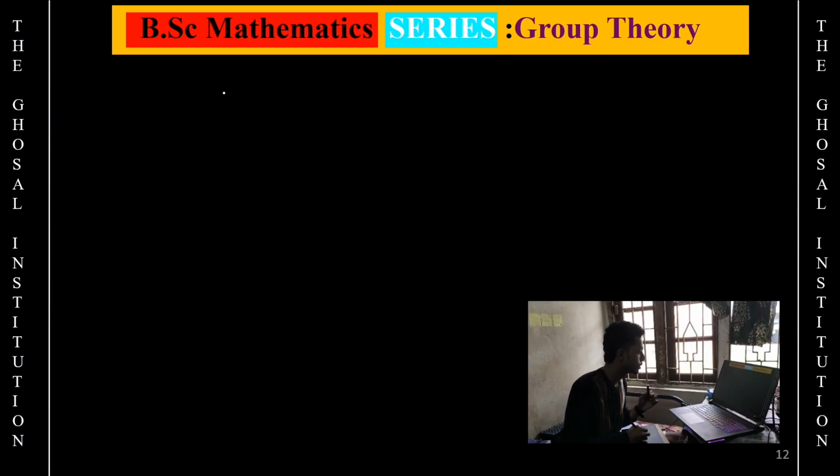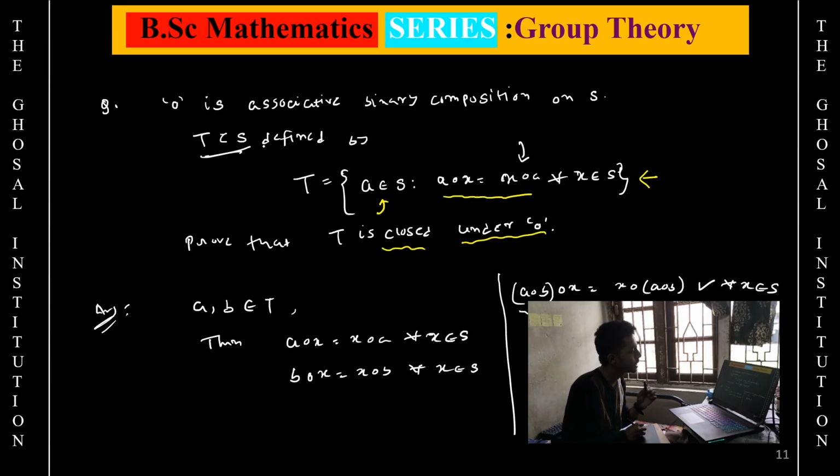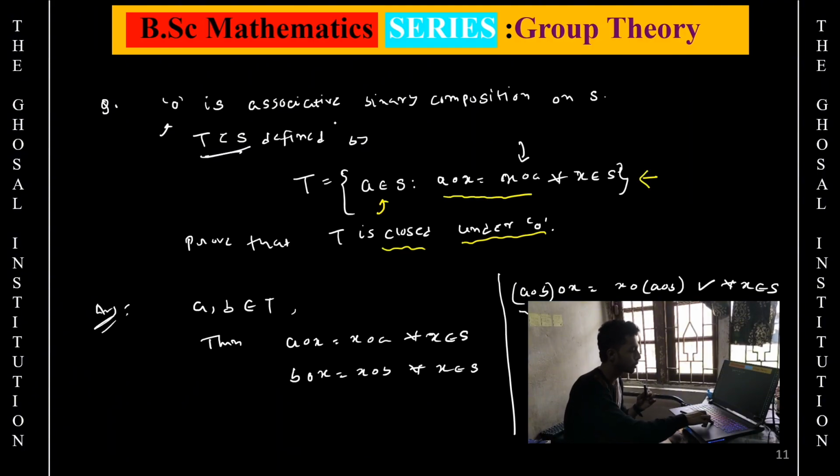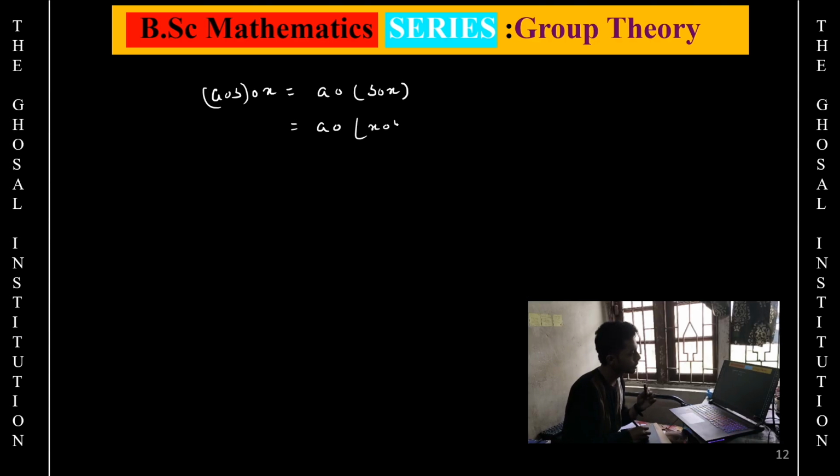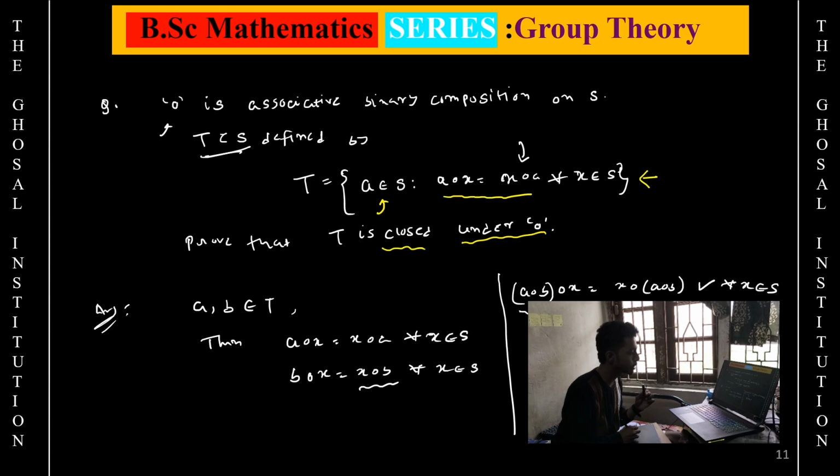To prove this, let's start with (A compose B) compose X. Now you know that T is a subset of S, so whatever element is in T, that element is also in S. And we know that this composition is associative on S. So we can write it as A compose (B compose X). Now B compose X is X compose B, so again we just perform the associativity. And A compose X is X compose A.